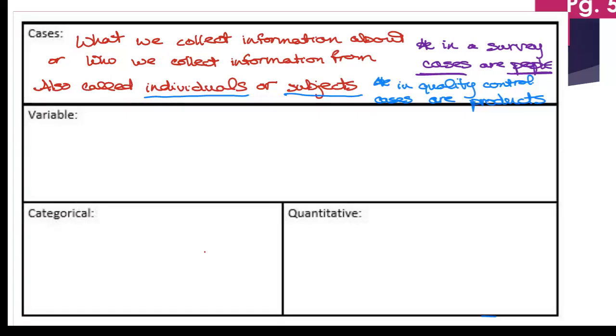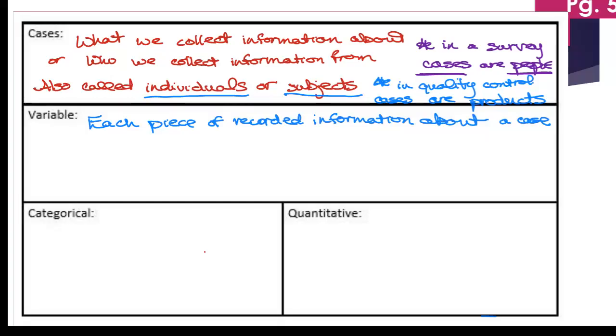Next up, variables. The variable is each piece of recorded information about a case.